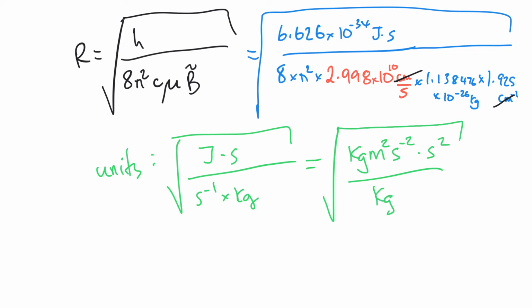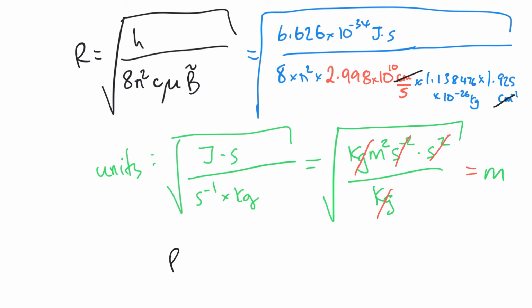I think this is going to look pretty nice in a second, because we can cancel out the kilograms. We can cancel out the seconds to the minus 2 with the seconds to the 2. And of course, the square root of meter squared is just meters. And if we're looking for a bond length, meters would be an awfully fine set of units to have.